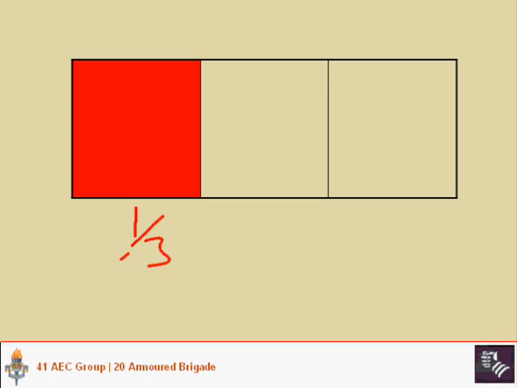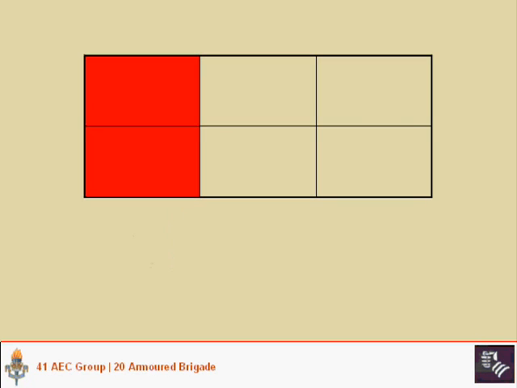Remember, the top number is the numerator, and the bottom number is the denominator. The 1 will be the numerator, and the 3 will be the denominator. And we use the divide symbol because it is out of. This sketch represents 2/6. These two fractions represent the same thing.